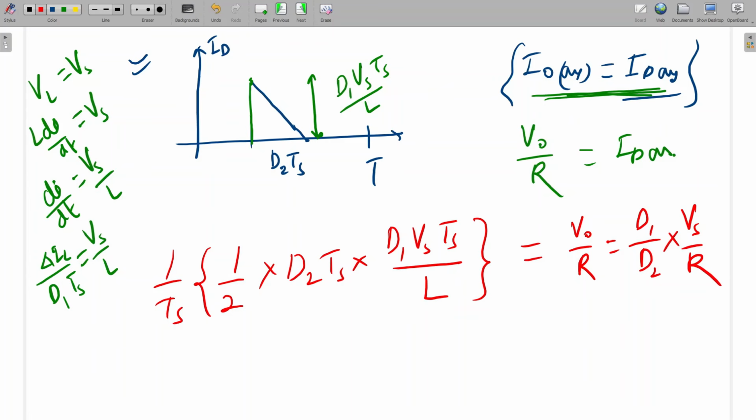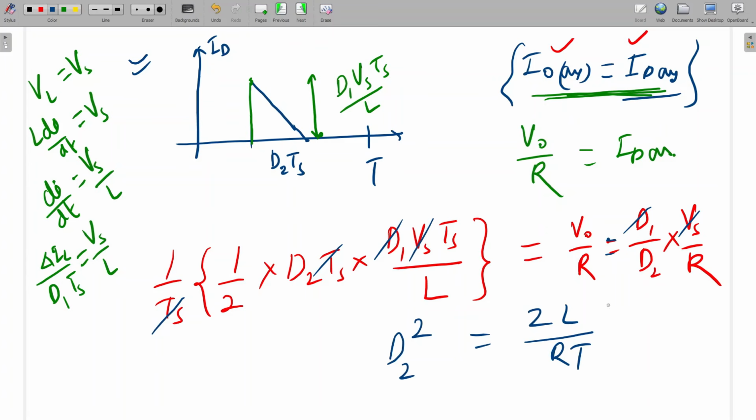Is it clear? I naught average should be equal to ID average. So VS will be cancelled, D1 also will be cancelled, and TS also cancels. So D2 squared we can write as 2L divided by RTS. Is it clear?